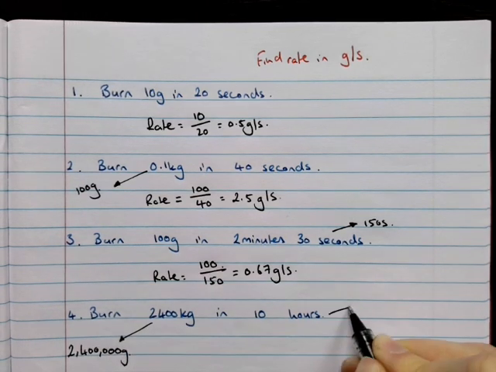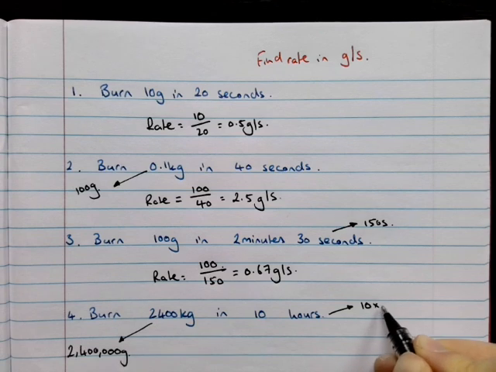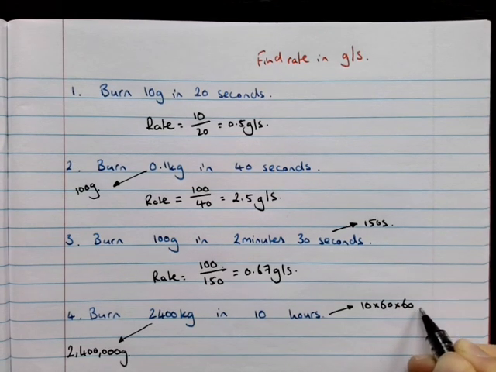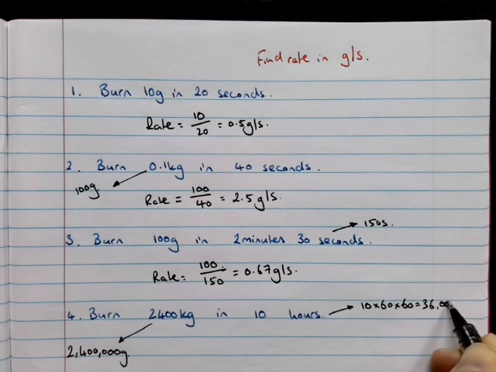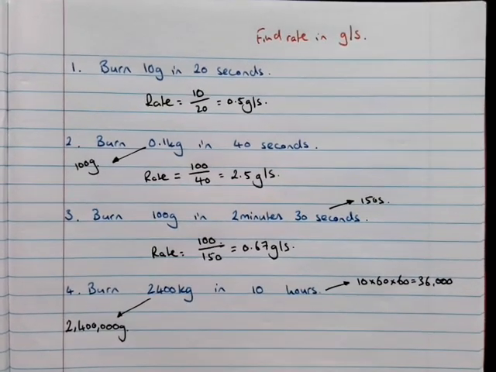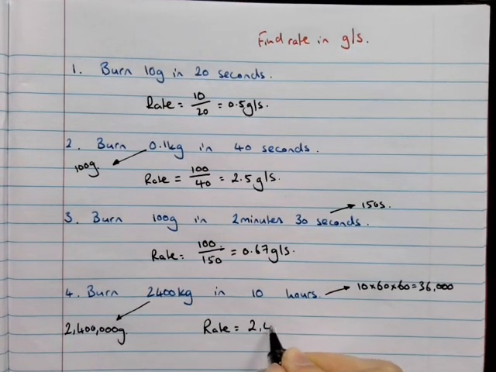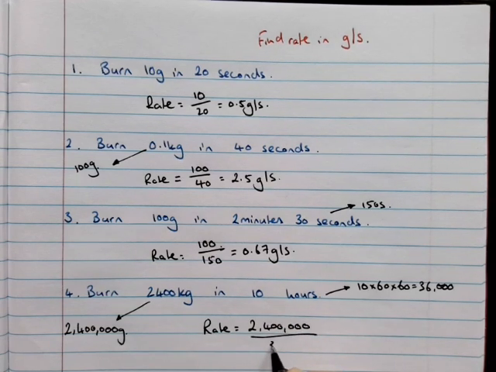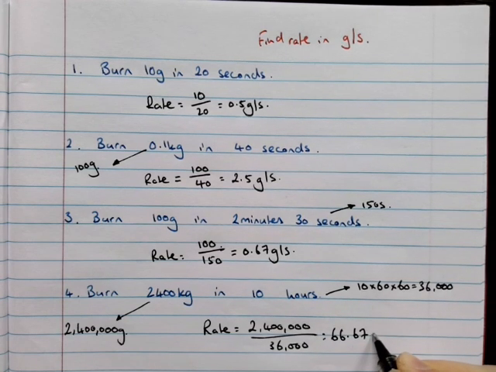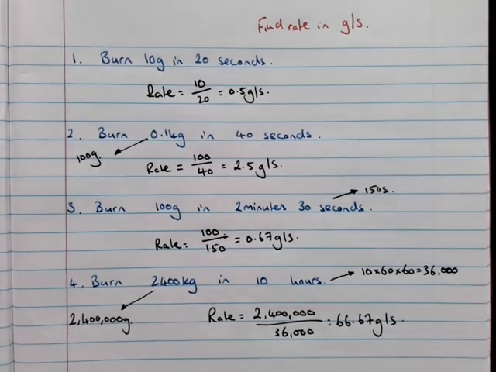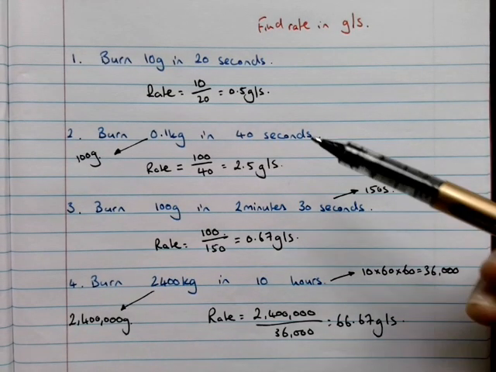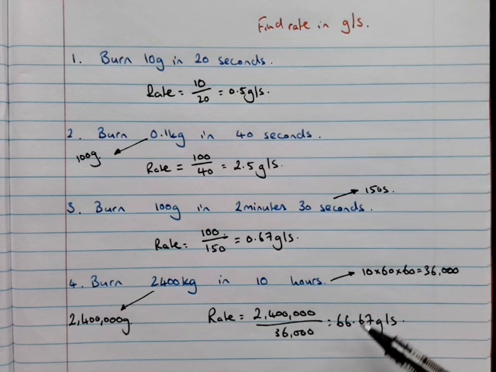And for this one, I need to have this in grams, which is 2,400,000 grams, and 10 hours times 60 minutes times 60 seconds is 36,000 seconds. So if I work out the rate for that one, it's 2.4 million divided by 36,000, which is 66.67 grams per second. So you can see that this might happen in the lab, and this might happen on an industrial scale, but the calculation is the same in all cases.